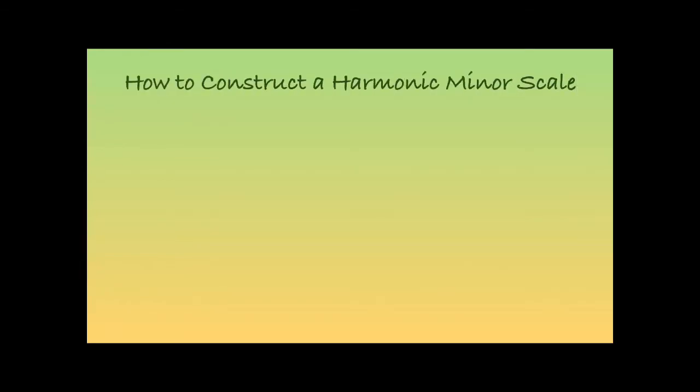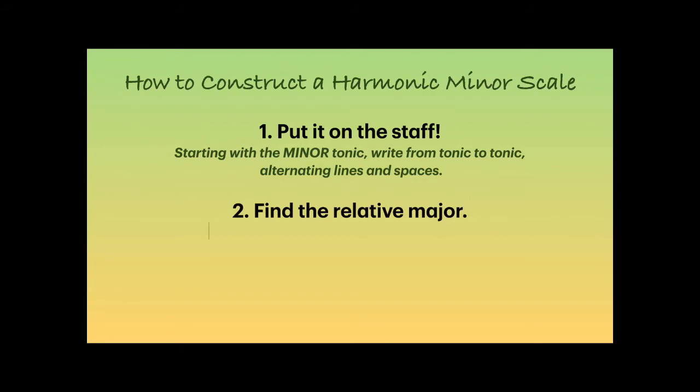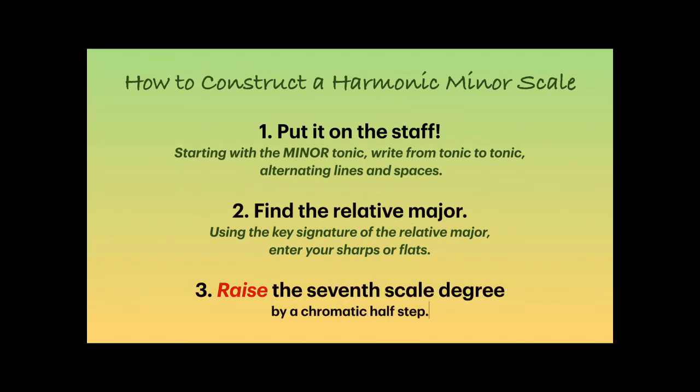So, how do we construct a harmonic minor scale? Step 1, not a surprise, put it on the staff. Starting with the minor tonic, write from tonic to tonic, alternating line, space, line, space, line, space, etc. Step 2, find the relative major. Using the key signature of the relative major, enter your sharps or flats. And then step 3, raise the 7th scale degree by a chromatic half step.